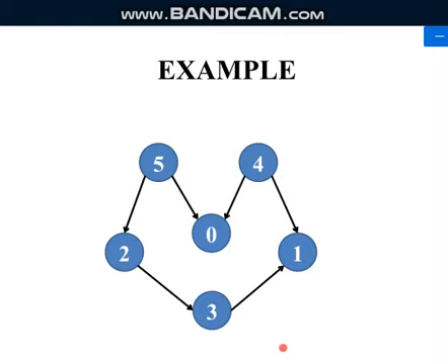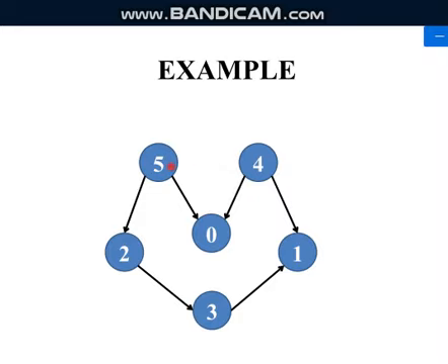From 3 you don't have any other adjacent node, so from 3 we go back to 2. Again 2 doesn't have any other adjacent node, so from 2 we go back to 5. From 5 also we don't have any other adjacent node. So we stop there. Then we have another node, 4. From 4 you have 0 and 1, but 0 and 1 were already visited, so you are not going to consider those. From 4 you don't have any other adjacent node, so you stop the iteration.